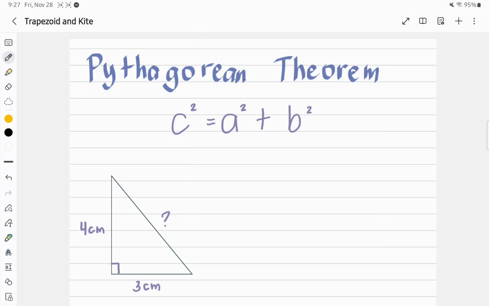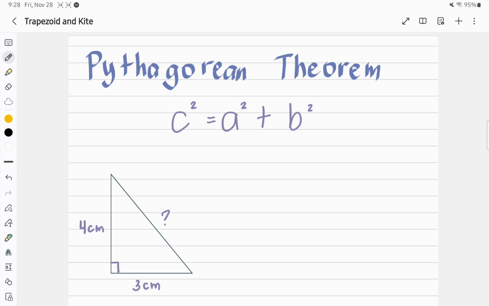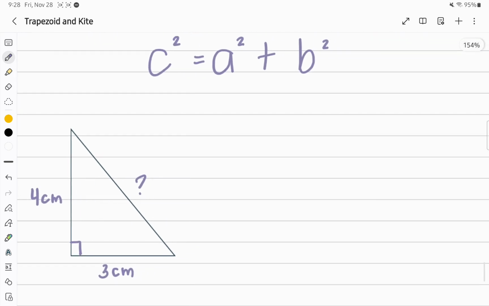Good day, grade 9. So today we'll be discussing the Pythagorean Theorem. This theorem states that c squared is equal to a squared plus b squared. So bago yun, kailangan nating i-recognize yung mga parts ng right triangle. So let's look at this right triangle.